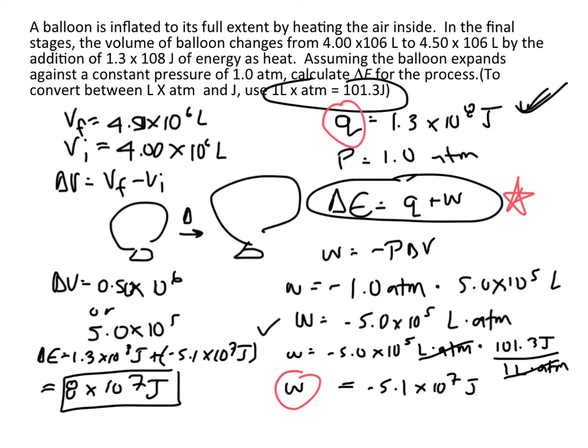So we get a positive overall delta E value right here, which makes sense because the system has absorbed a fair quantity of energy as heat and as it subsequently expanded. So the system that we're looking at has experienced a positive change in internal energy.